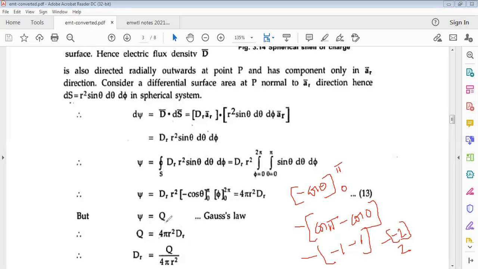So ψ is equal to Q, we know. ψ is equal to Q. In a closed surface, when there is a positive charge inside, lines of force are generated from the positive charge and pass through the closed surface, where we can assume a small differential surface. The lines leaving the outside are equal to the charge inside, that is Q. So ψ is equal to Q according to Gauss law. Q is equal to 4π r² D_r. What is D_r now? D_r is equal to Q by 4π r².